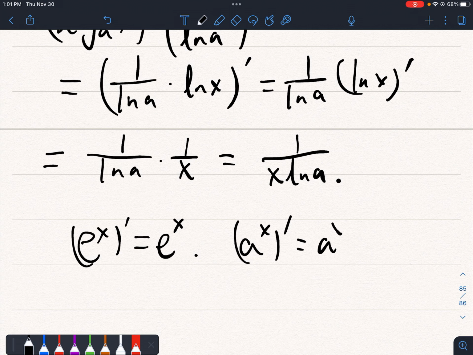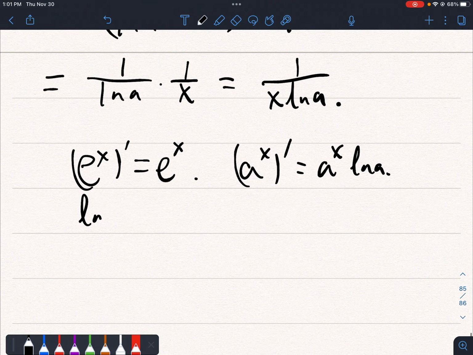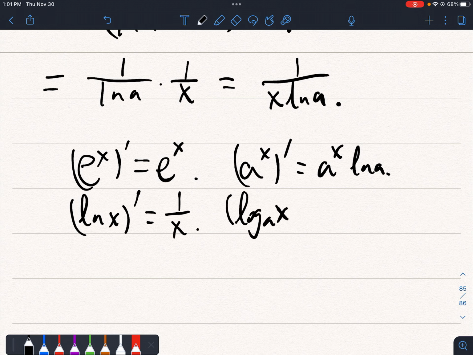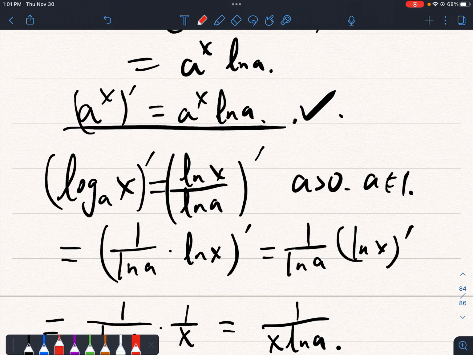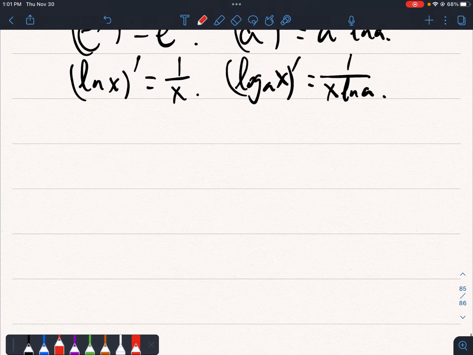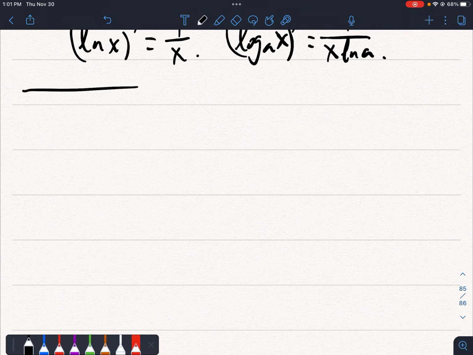Okay, we can just put all these formulas together. The derivative of e to the x is e to the x. The derivative of a to the x is a to the x ln a. The derivative of ln x is 1 over x. The derivative of log a of x is 1 over x ln a. So you can see all the ln a's come together where they should belong. So ln a comes with the x. You can just remember this form, and if you forget the formula, you can just use the chain rule to do it again. It's very easy.